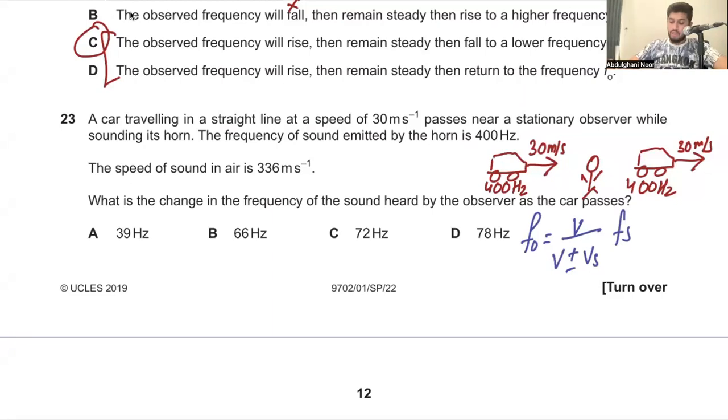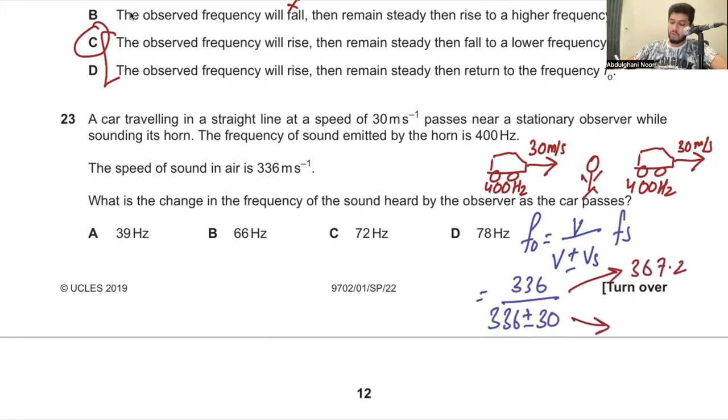Apologies. So you do it twice. You do it once with a plus sign, and once with a minus sign. So you get both frequencies. What is the value of v? The speed of sound is 336, upon 336 plus minus the speed of the car, which is 30 meters per second, and that gives you one value. With the plus sign your value will be 367.2, and with the minus sign the value will be 439.2. So this is 367.2 and 439.2.